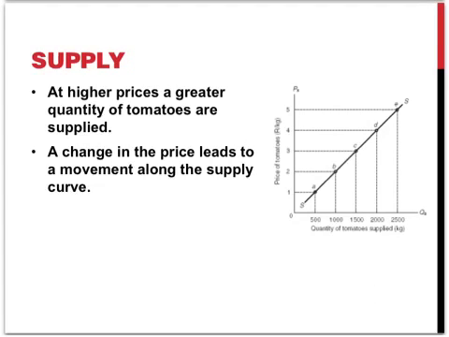A change in the price leads to a movement along the supply curve. Let's say that the price of tomatoes would increase from 3 Rands a kilo to 4 Rands. The result would be an increase in the quantity supplied from 1,500 kilos to 2,000. This is a movement along the supply curve and can only be caused by a change in price.